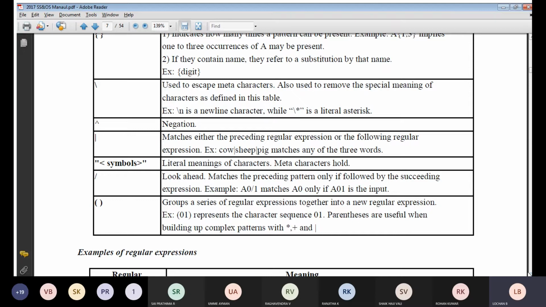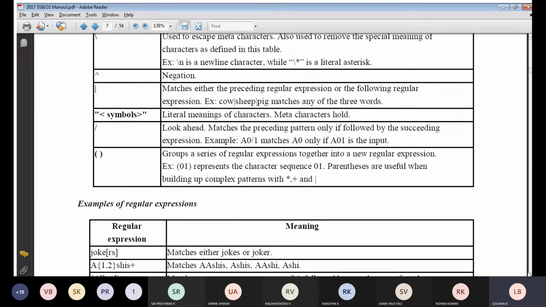If you give cow, it will match. If you give sheep, it will match. If you give pig, it will match. That means any one particular word will match based upon whatever the combination they may take. So double quotes give the literal meaning of a character; we use them to hold the meta characters. These are the various symbols we will be using.